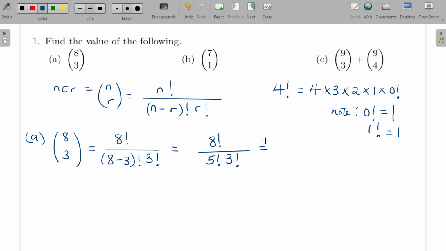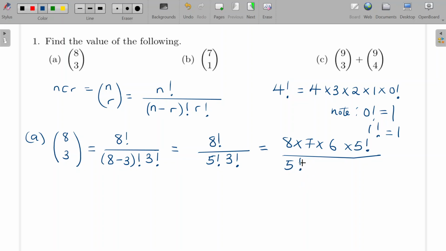You're going to say this is the same as 8. So you start reducing: 8 times 7 times 6 times 5. So I'll end on 5 factorial. Why am I ending on 5 factorial? I'm ending on 5 factorial because at the bottom I have a 5 factorial.